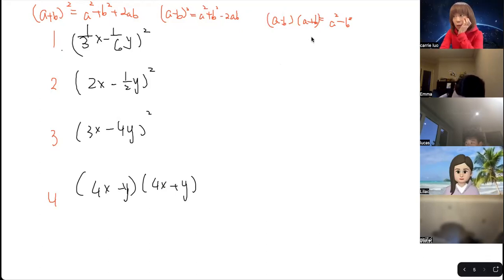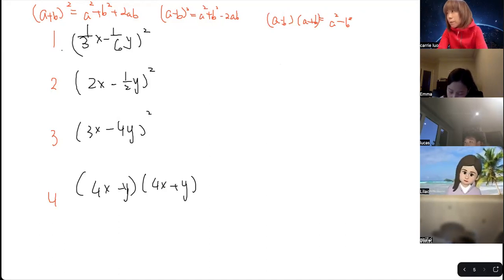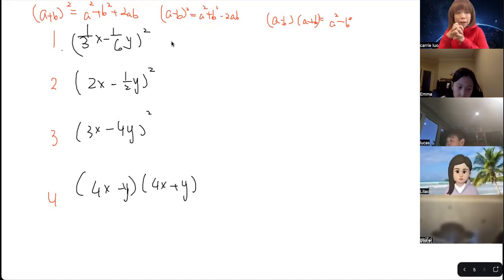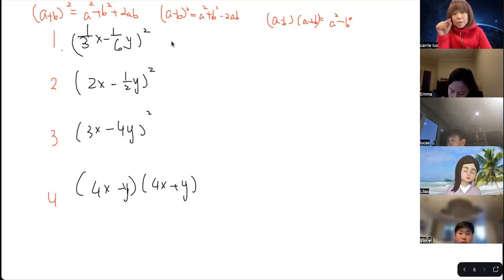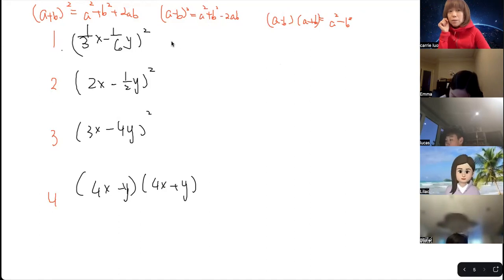Hello, boys and girls. So I hope, okay, Lilac has sent it to me. Make sure that you understand the fraction. So when you have two fractions times together, that's the same thing as with whole numbers, right? So 2x times 2x is 4x. So 1 over 3x times 1 over 3x is 1 over 9x squared.